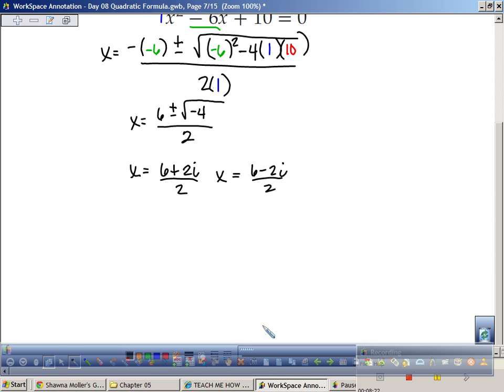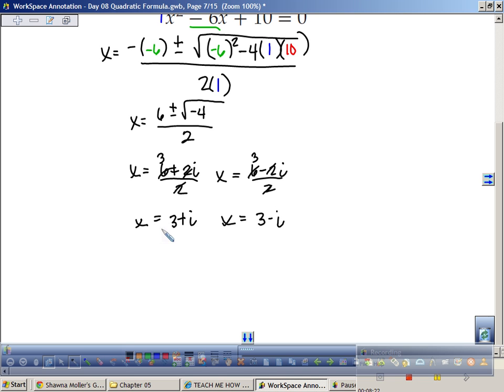I can further simplify that, right? Can't I take a 2 from everybody? Take a 2 from everybody, I've got a 3 left over. So x equals 3 plus i, and x equals 3 minus i. And that's my answer right there. It's as broken down as you can possibly get it.